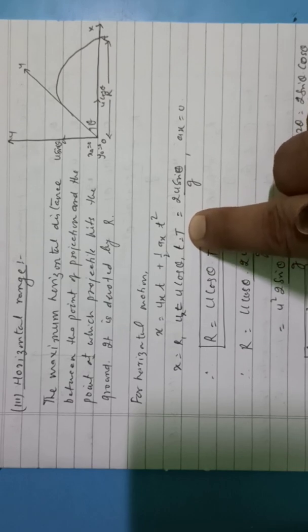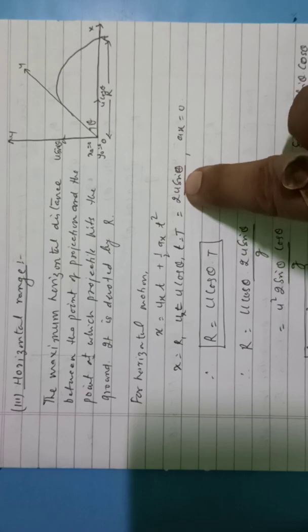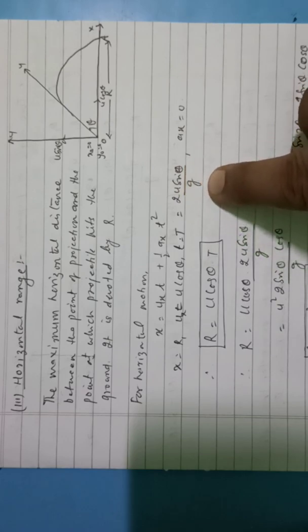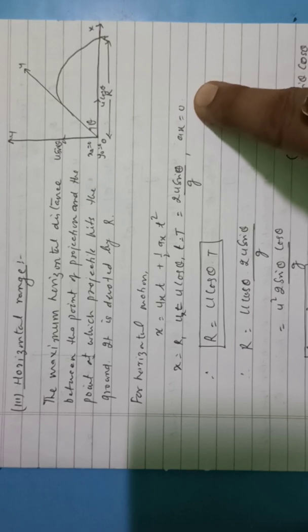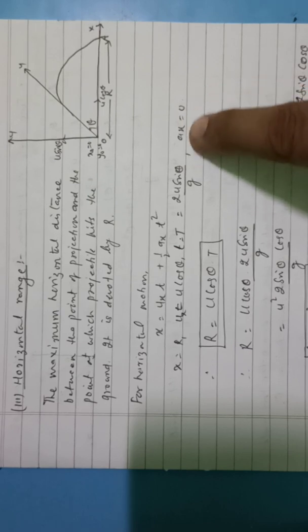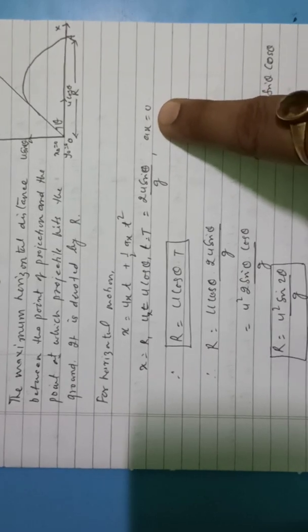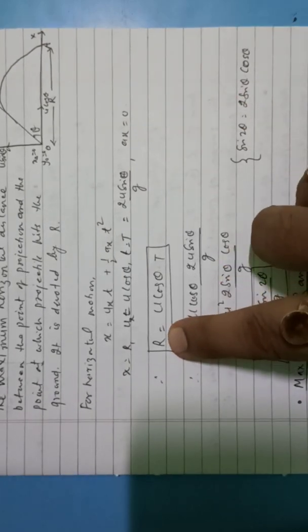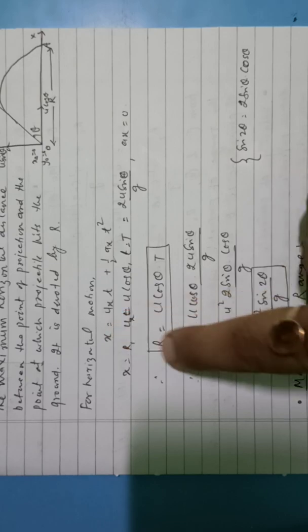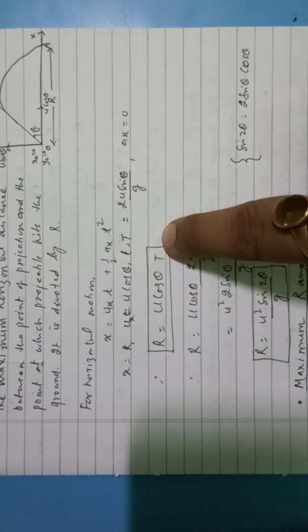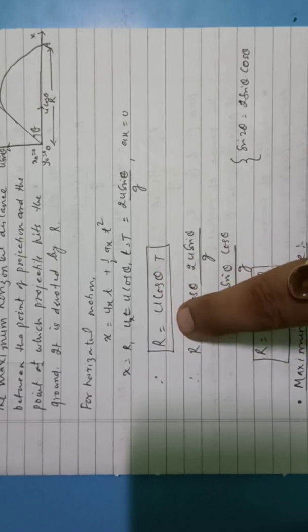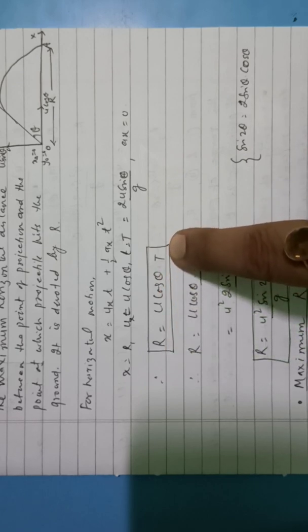That is called time of flight, and that time of flight is equal to 2u sin theta by g. Ax is equal to 0, because motion along horizontal always remains constant. Therefore, acceleration along x-axis is equal to 0. Therefore, putting these values in this equation, R is equal to u cos theta into t plus 0, so R is equal to u cos theta into capital T. That capital T is the time of flight.